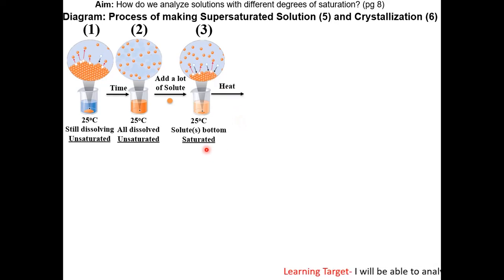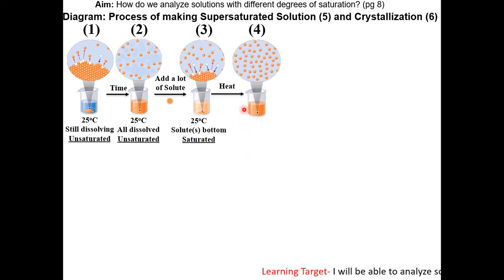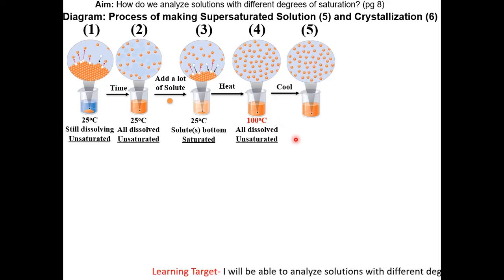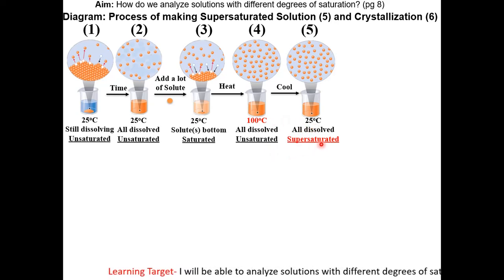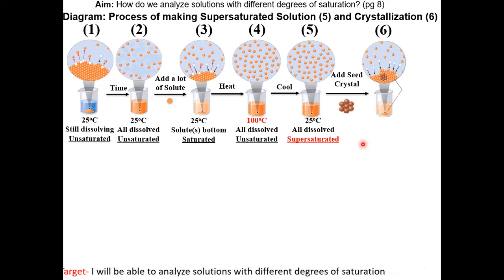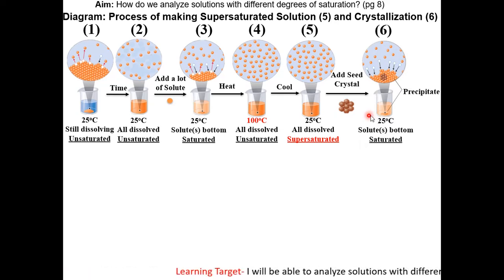Then you decide to heat the saturated solution, forming an unsaturated solution at a higher temperature. Notice at a higher temperature, all the solute is dissolved. Then you cool the unsaturated solution back to 25 degrees Celsius, forming a supersaturated solution. Notice that the solute is still dissolved in solution. When you add a seed crystal to the solution, crystallization occurs, and the solution is saturated again.